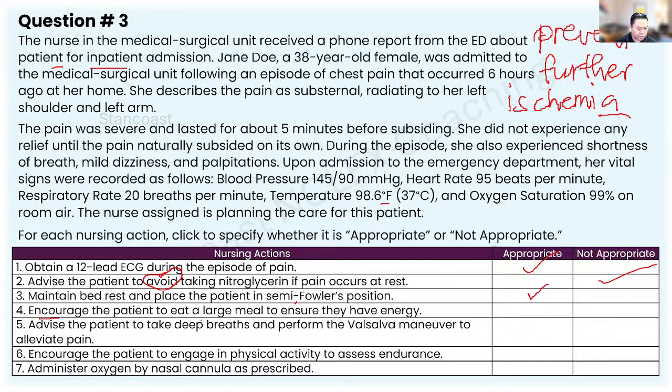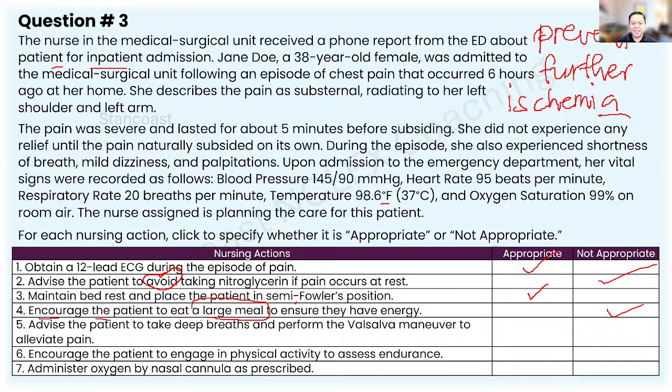Now number 4: encourage the patient to eat a large meal to ensure they have energy. Let me take a look into your answers. Okay, looks like not appropriate for having a large meal. So the correct answer for number 4 is not appropriate. Remember the causes that I mentioned earlier in the previous table. One of the causes for stable angina pectoris could be a heavy meal. So we're not going to encourage the patient to consume a large meal. This is not an appropriate nursing action.